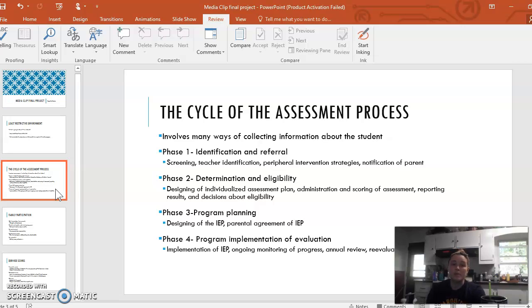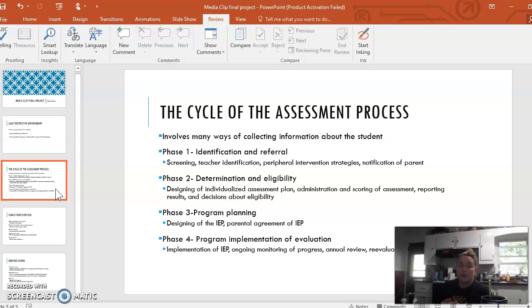Phase three is program planning. This is where they start to design the IEP and the parent has to agree. I think this is probably the most important step, just because the IEP is what is going to affect their entire learning process and the entire educational process for that student. It's going to show where they're going to be throughout the day. It's going to show any accommodations that they're going to need. It's going to affect them their entire day, and that's going to be really important to make sure that it is appropriate. Goals are set for the student and the parents agree to those goals.